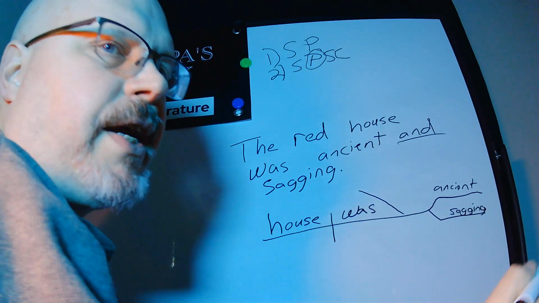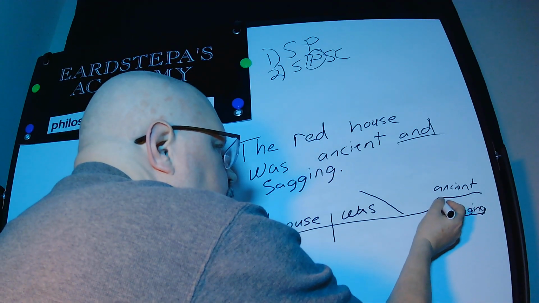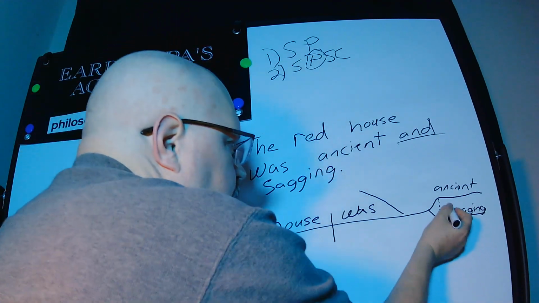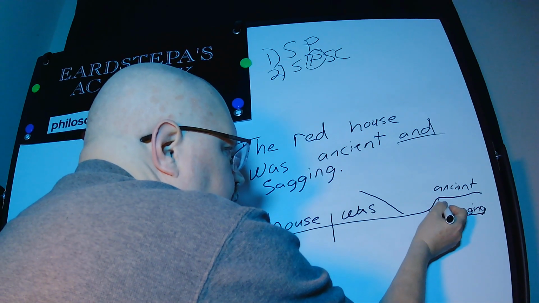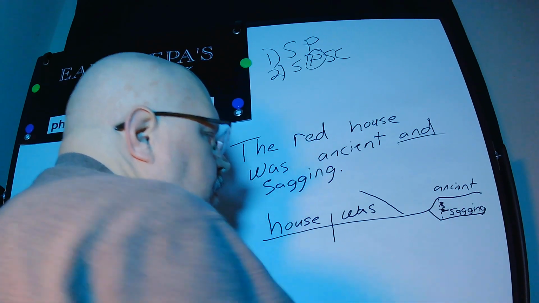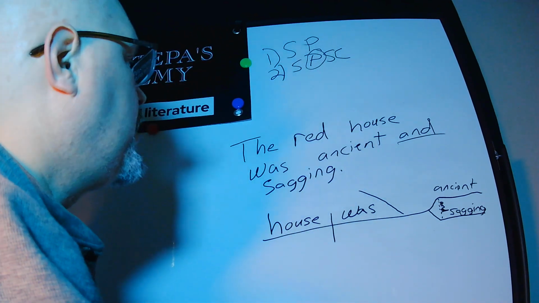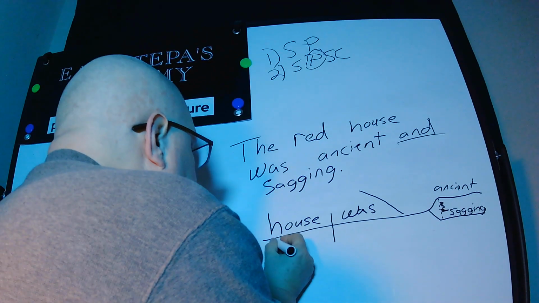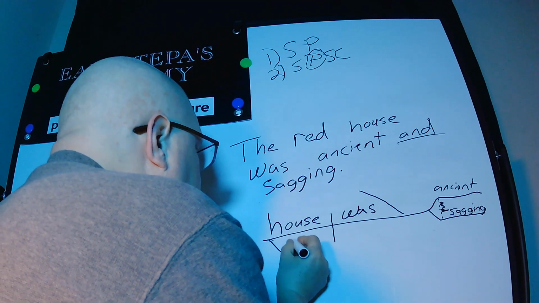And what connects these two? We're going to use dotted lines to show conjunctions. That's how they're going to go onto diagrams. So the word and is going to go in between. Now, the modifies house. It's the house.